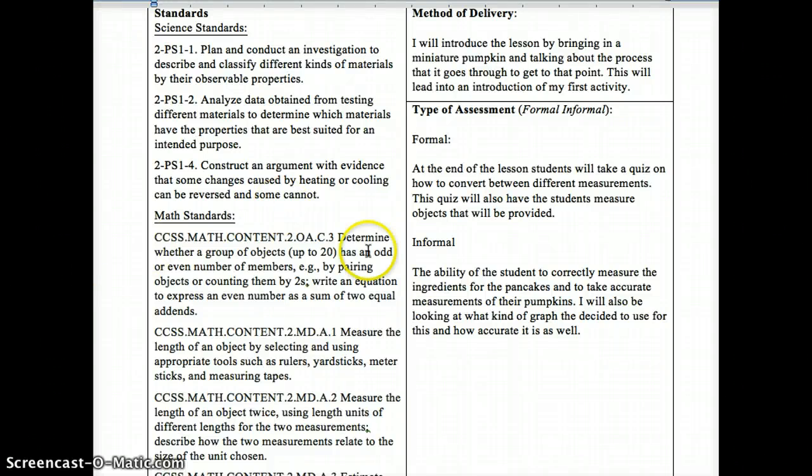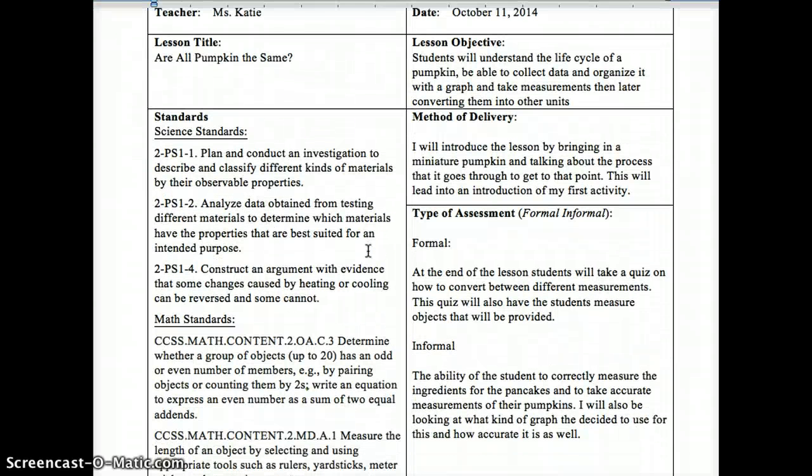So overall, it's a pumpkin unit with measurements and the different life cycle and converting. So I hope this is useful in your classroom.